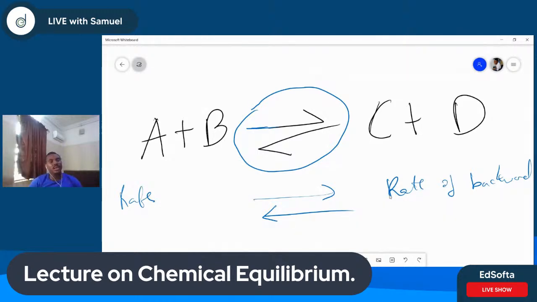That's why we say chemical equilibrium is not static, but dynamic. Because there is still reaction happening, but the rate at which the reaction is happening, it is happening at the same time. So let's move on.